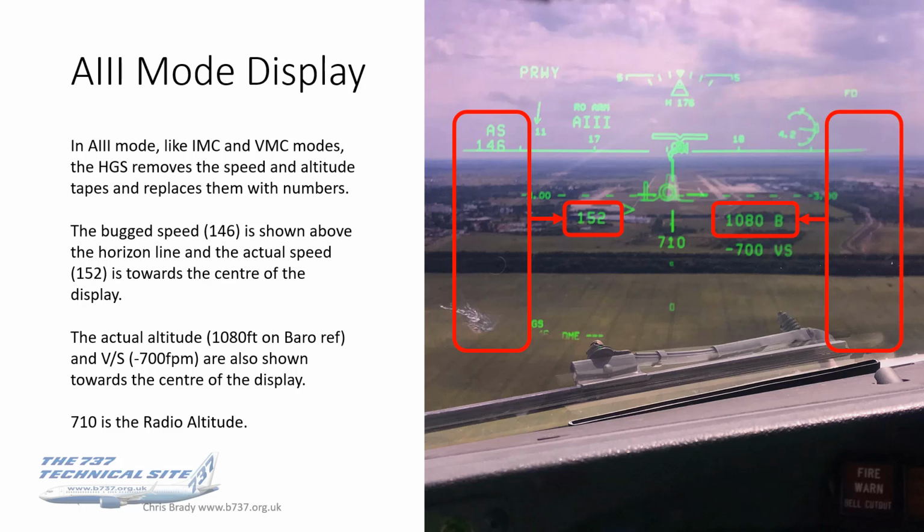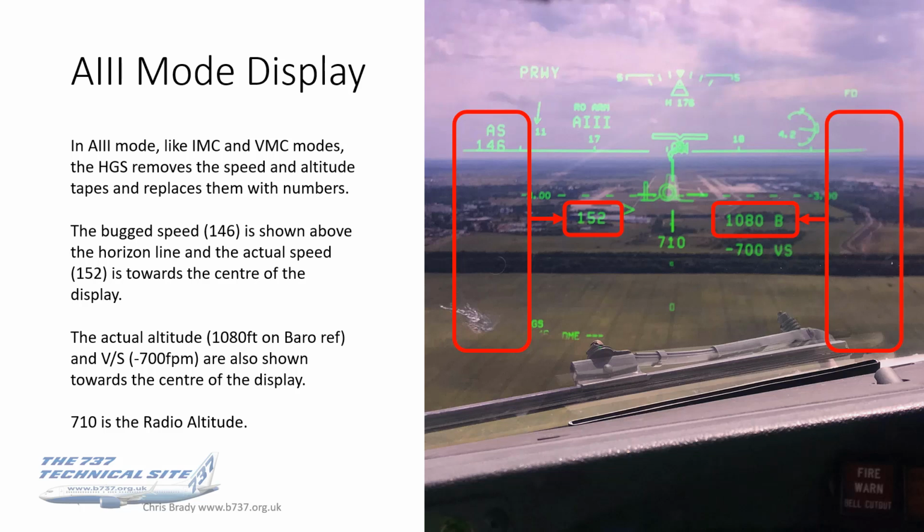Again, like in IMC and VMC modes, the speed and altitude tapes have been removed and the information condensed down to digital format, brought near to the center of the scan. So the speed and altitude are right there near the flight path vector.